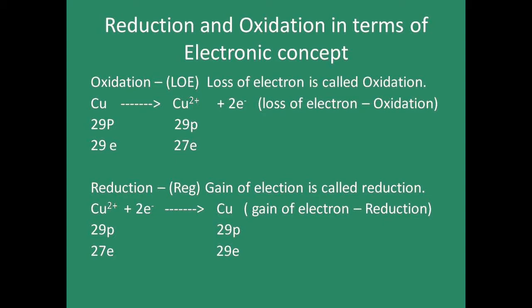Now the copper 2+ is added with the 2 electrons. In this copper 2+ we have 29 protons, 27 electrons. Now we are going to add 2 electrons. So now they become equal, 29 protons and 29 electrons. Both are equal, which means they are in atomic state. So we get copper as the product on the product side. Here 2 electrons are gained by copper 2+, so the process name is reduction.